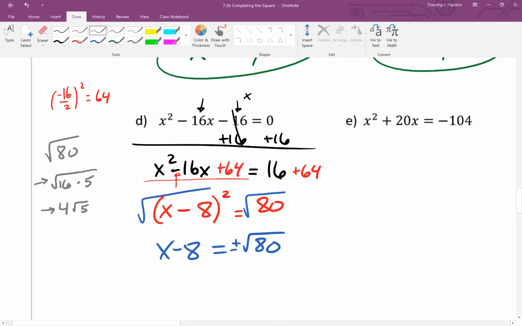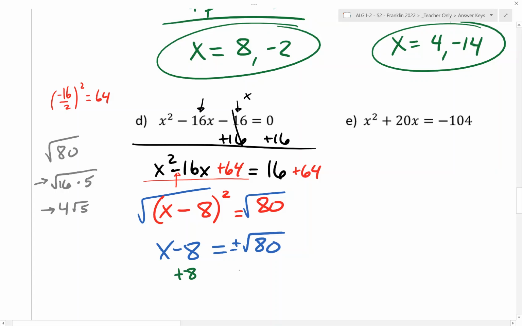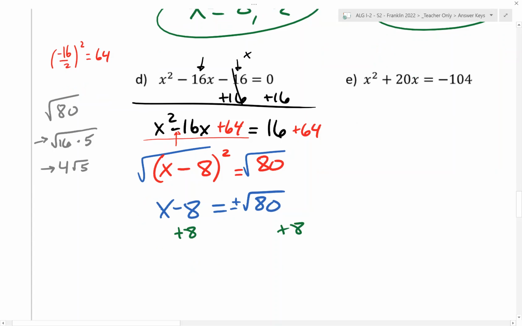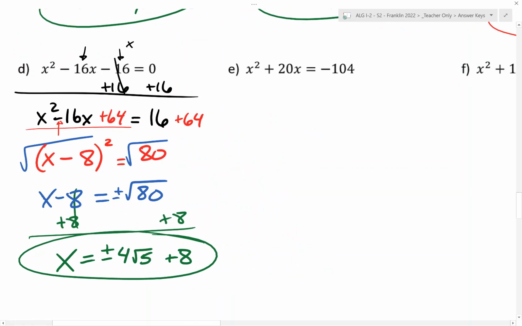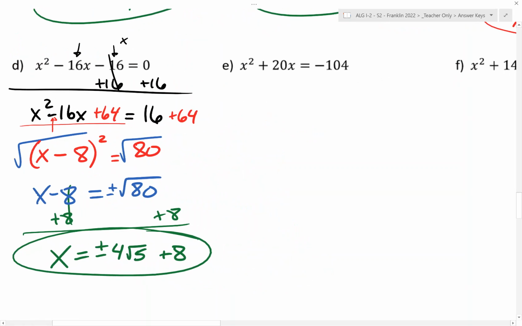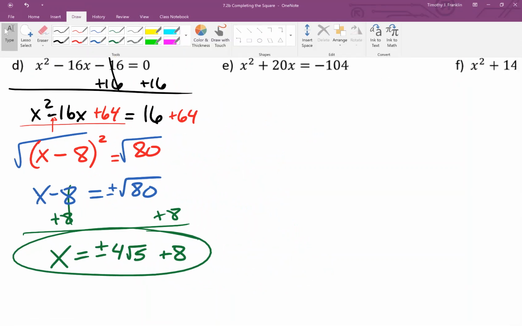Final step here is to add 8 to both sides. So x is equal to the positive and negative, and we'll use our simplified version, 4 square root of 5, plus 8. And there's your final answer. Doesn't look pretty, but it's okay. It is still the correct answer.